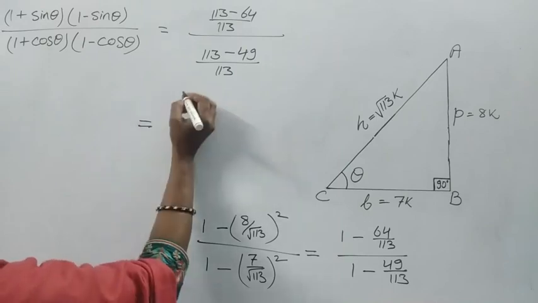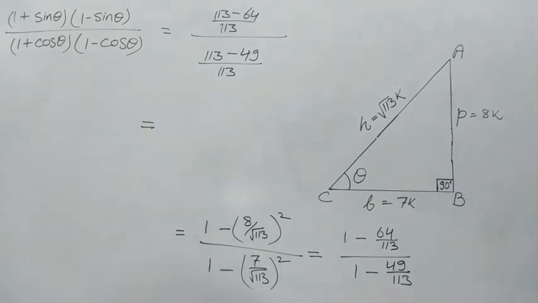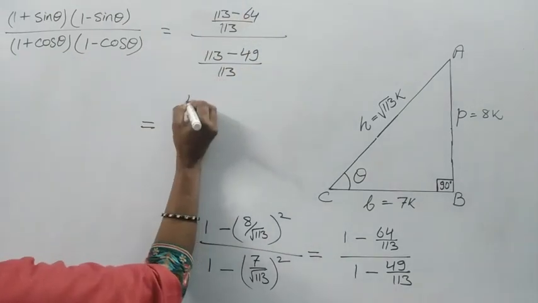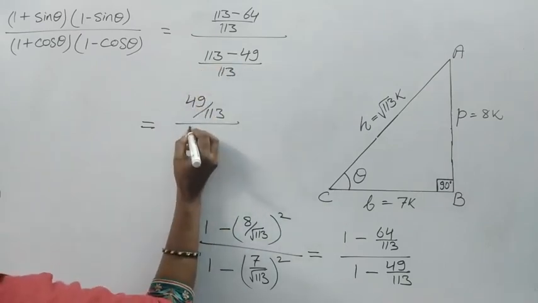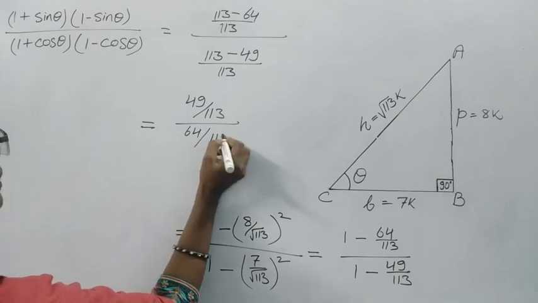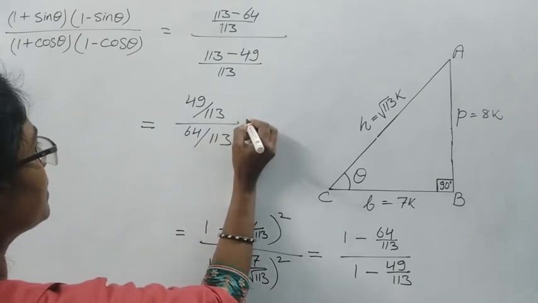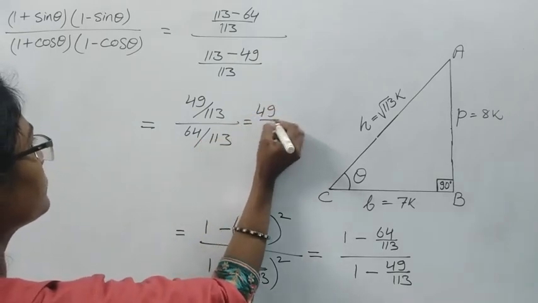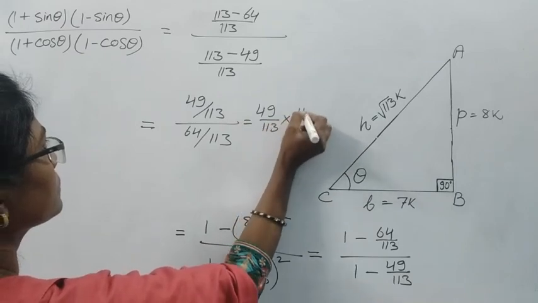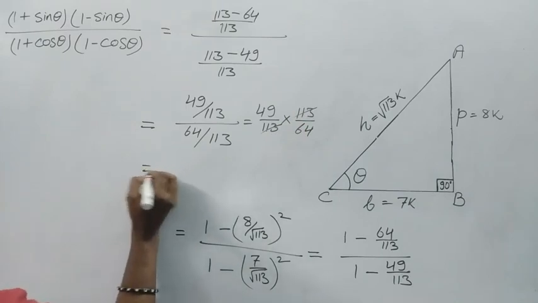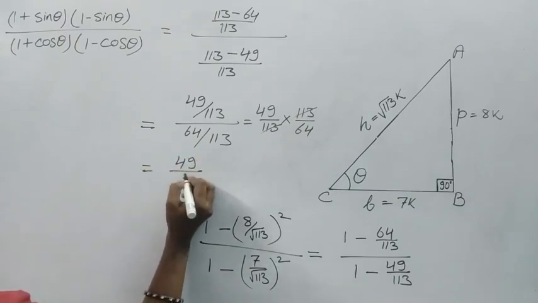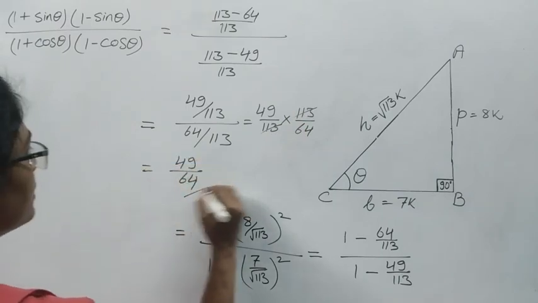Just simplify it. So after subtraction we get 49 by 113 in the numerator and 64 by 113 in the denominator. Now further simplify it. So we have 49 by 64 as the answer.